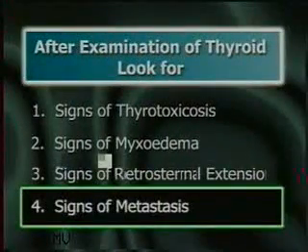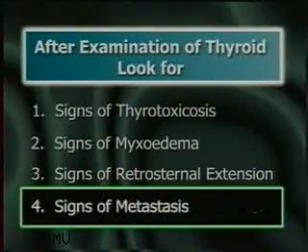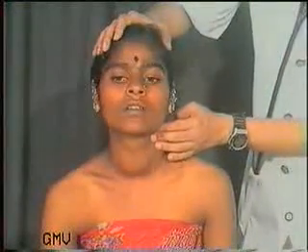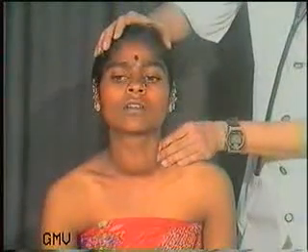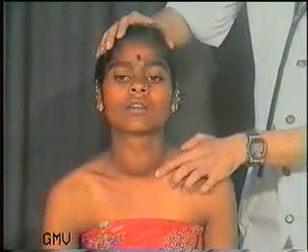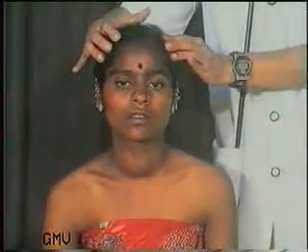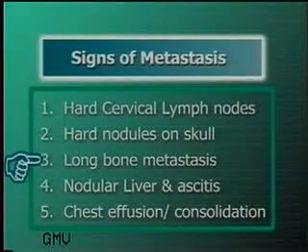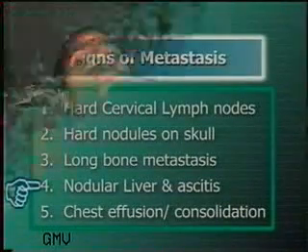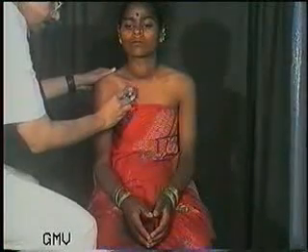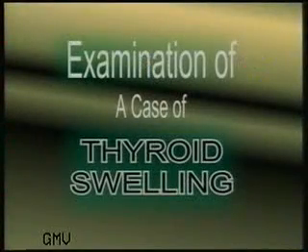Lastly, look for the evidence of metastasis meticulously if carcinoma is suspected. Palpate the neck on both sides for enlarged, hard lymph nodes. Palpate the entire skull surface for hard nodules. Look for bony deformity or tenderness in long bones. Examine the abdomen for nodular liver and ascites. And examine the chest for signs of effusion and consolidation. This concludes the clinical examination of a case of thyroid swelling.